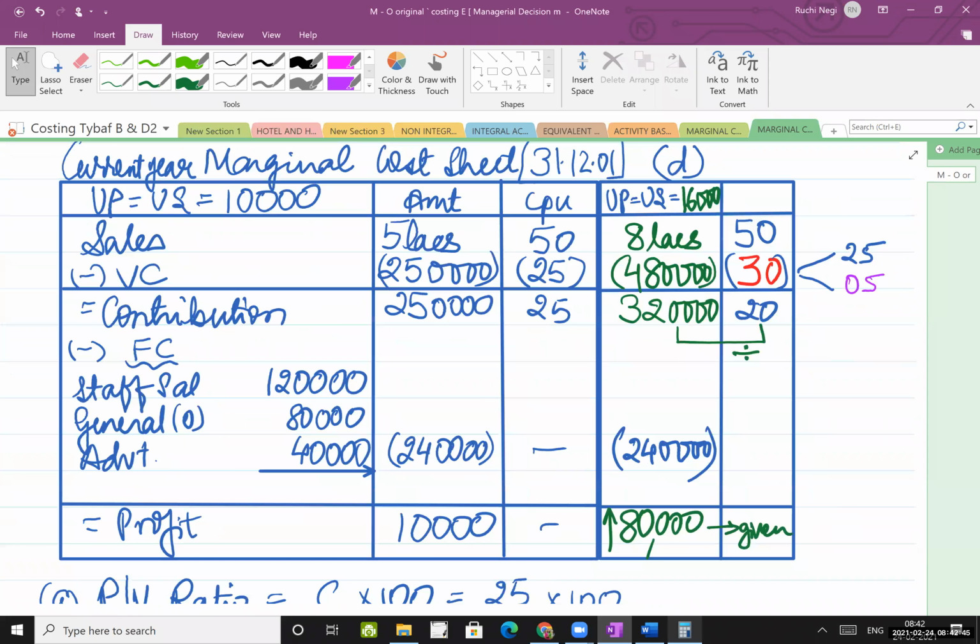समझ में आया everyone? Is this clear? सिंपल मैथ्स का लॉजिक यूज़ किया है. Clear students? Acknowledge in the chat box.